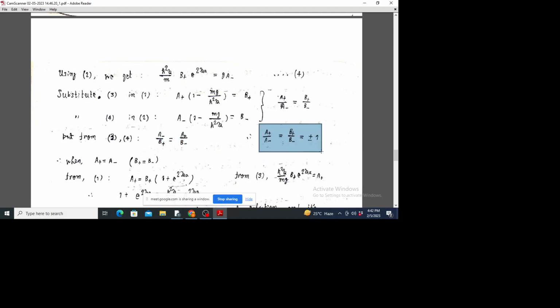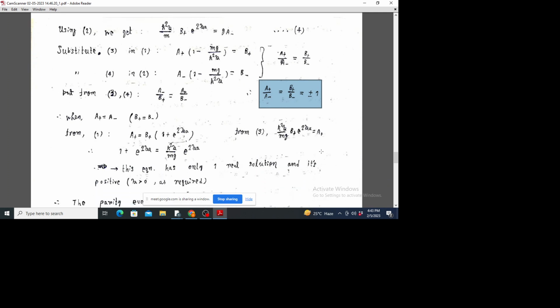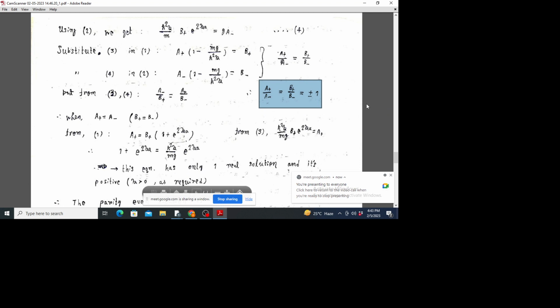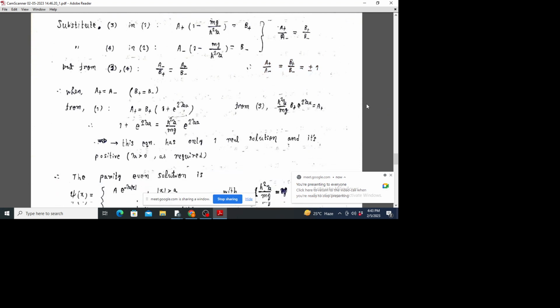So A plus by A minus equal to B plus by B minus is equal to plus minus 1. So you see there are two conditions, one is plus 1, another is minus 1. So these two conditions will correspond to two defined solutions.